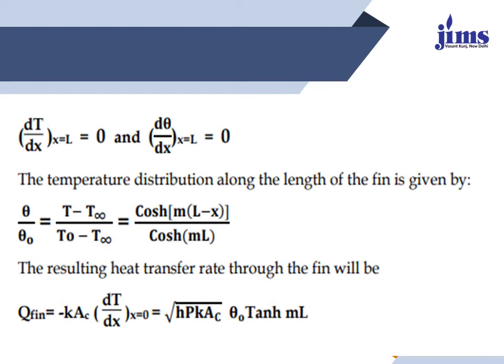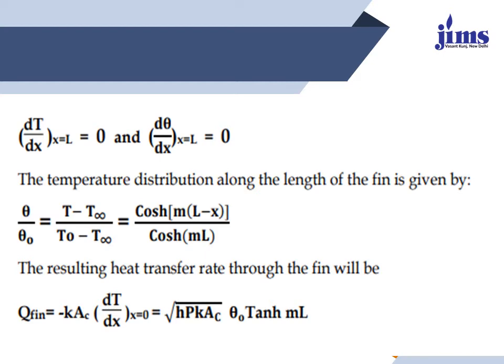So finally, putting the values of C1 and C2 in the fundamental equation, we obtain the final result, that is theta upon theta naught is equal to T minus T infinity divided by T naught minus T infinity is equal to cosh m(L minus x) divided by cosh mL. This equation is known as the temperature distribution equation in the second case, when the tip of the fin is insulated.